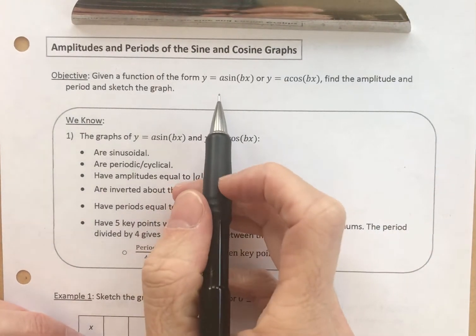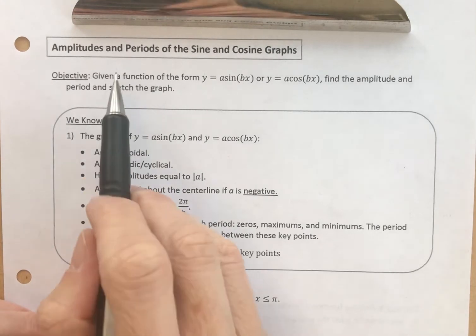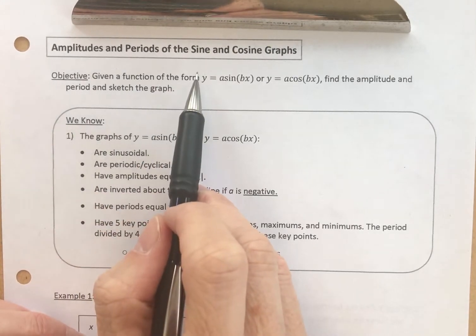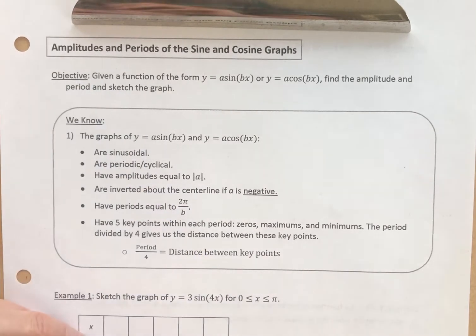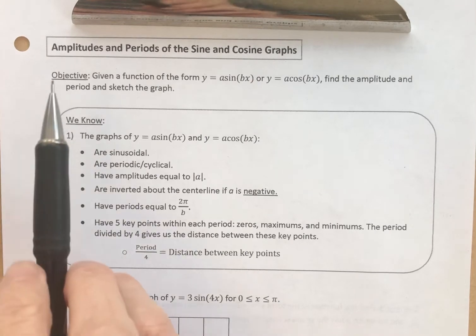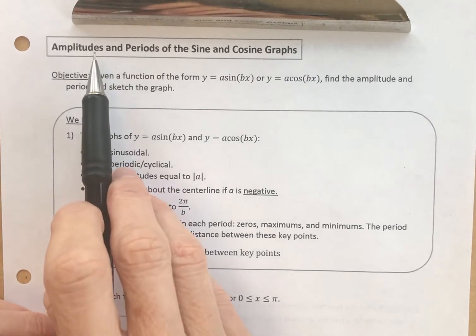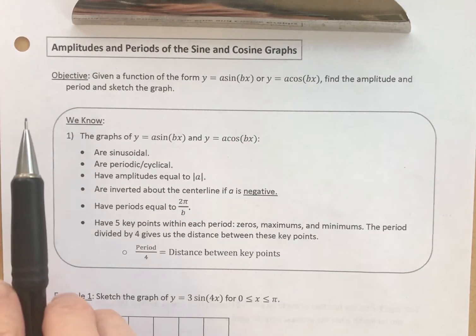In our study of the graphs of the sine and cosine functions, we've looked at the base graphs, sine of x and cosine of x. We looked at amplitudes, we looked at periods, and we did that separately. And in this video, we're going to look at the amplitudes and the periods of the sine and cosine graphs.